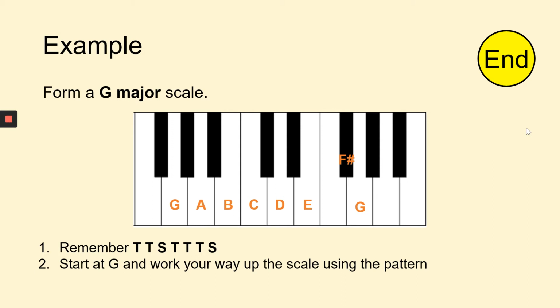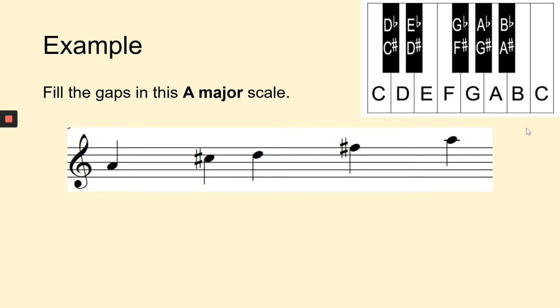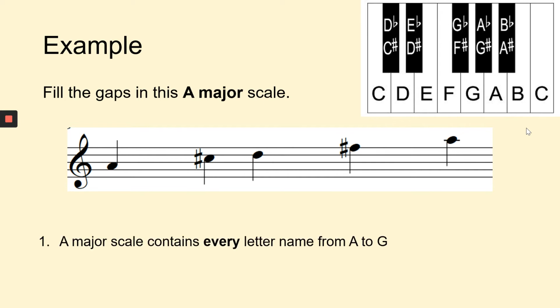But we can't always have a keyboard diagram in front of us when we're working out scales, so we also have to work out scales using notation. How would we fill the gaps in this A major scale? Well, first we apply a new rule about scales, which is that in a major scale, every letter name from A to G is included. What this means is that between the A and the C sharp, we have to have a B. Between the D and the F sharp, we have to have an E, and between the F sharp and an A, we have to have a G.